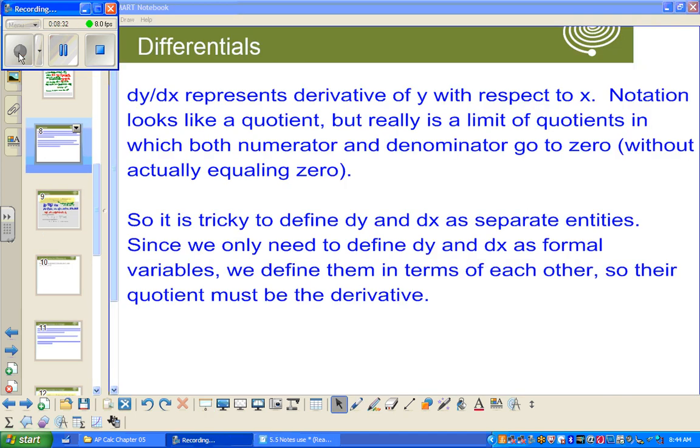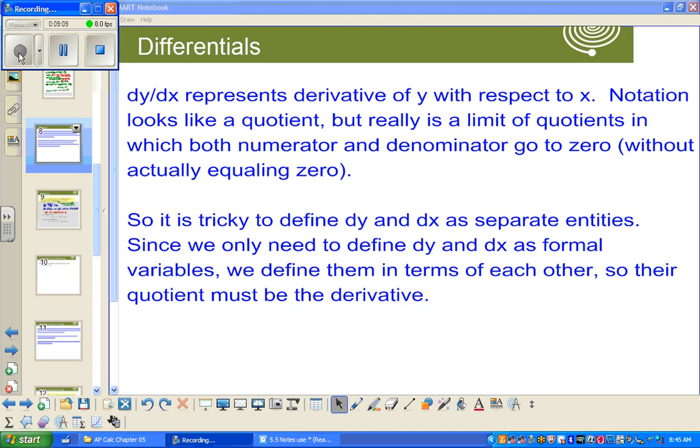Next, I want to talk about differentials a little bit here. Remember, dy dx represents the derivative of y with respect to x. Notation, it looks like a quotient, but really it's a limit of quotients in which both the numerator and the denominator go to 0 without actually equaling 0. So it's tricky to define dy and dx as separate entities, since we only need to define dy and dx as formal variables. We define them in terms of each other. So their quotient must be the derivative.